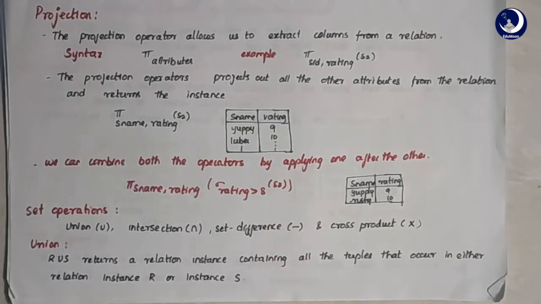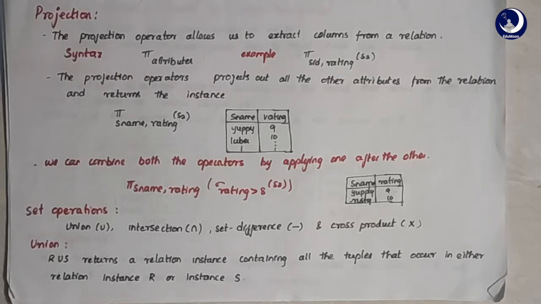Now let's look at the third set of operators that we have in relational algebra, that is set operations. The set operations here are similar to the set operations that we have in mathematics. So the different operators we have are union, intersection, set difference, and cross product. Let's look at each of them to understand them. The first one is union.